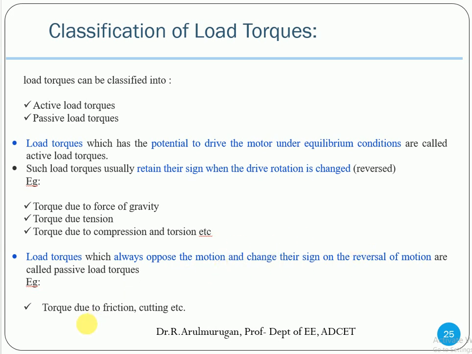It is due to friction and cutting. So this is the condition: it is opposing the motion. In some abnormal conditions, when it is not an equilibrium condition, it will oppose the motion. Opposing the motion means the sign is automatically reversed. So it changes sign on reversal, and that is automatically a negative sign.